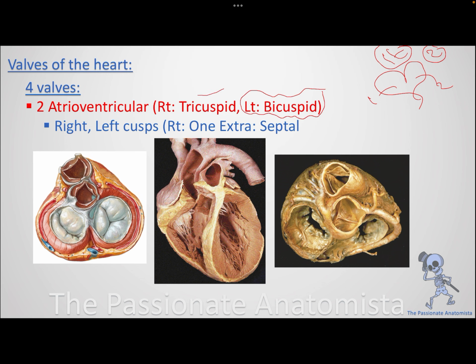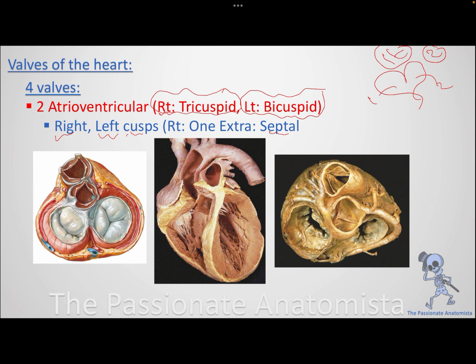However, the right one has three cusps, so it's the tricuspid valve. So we have right and left cusps in both of them. And because the right one has three, the extra one would be the septal cusp. So we have two atrioventricular valves.